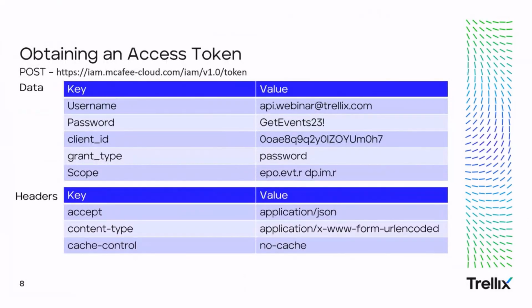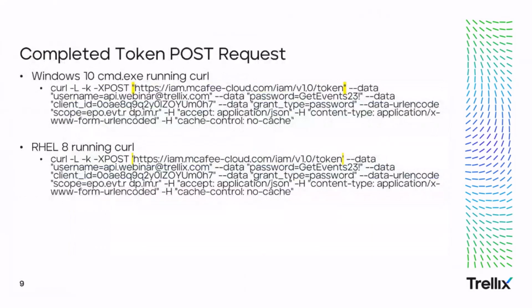All right, so finally, when assembling the request, you need to include three headers. That's going to be the header for accept, content type, and cache control. And the values you need to set are listed here on the table at the bottom of the slide. So once you put all the pieces together, this is what a completed token post request should look like.